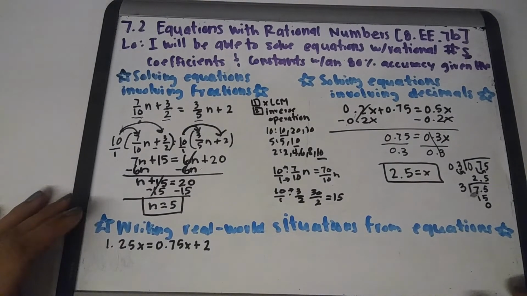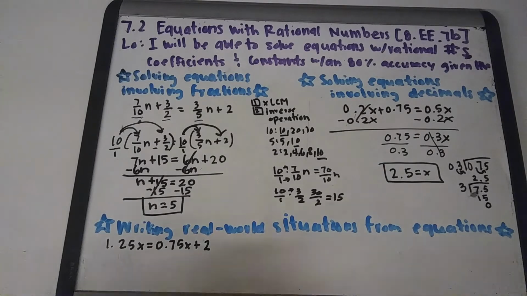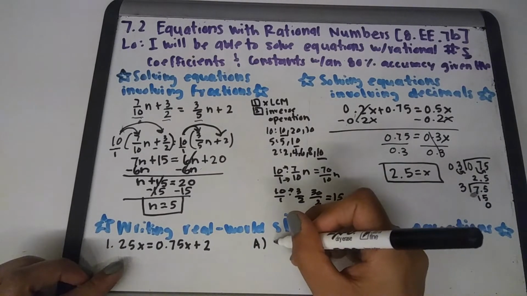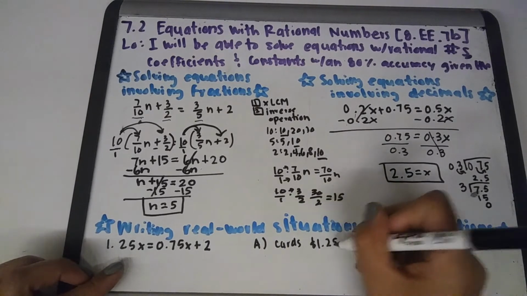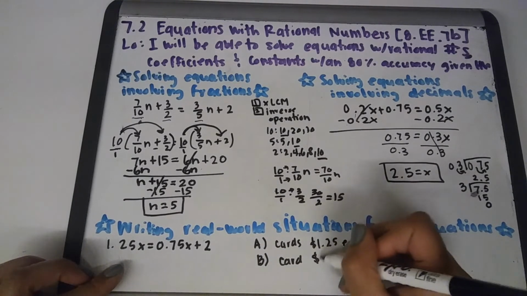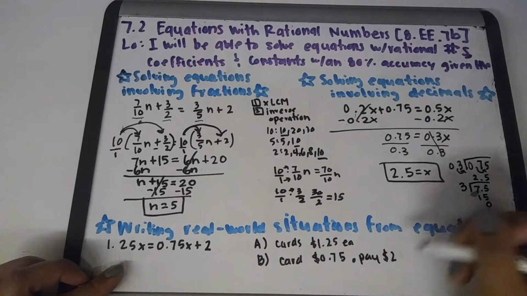Now, writing a real world situation from an equation. So for instance, if I have 1.25x equals 0.75x plus 2. Okay? So I can come up with a problem that, for instance, says you go to the store. Store A has collection cards. I don't know. So we have cards for $1.25 each. Okay, so you're paying that. Now there's a store B where you pay 75 cents for each card, but you have to pay a $2 membership fee.